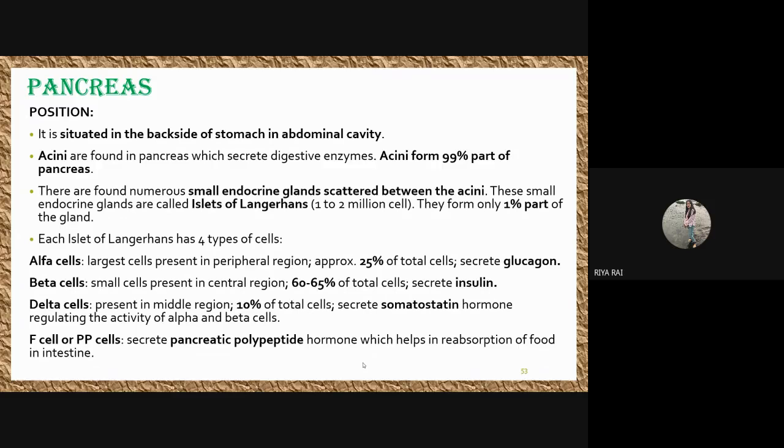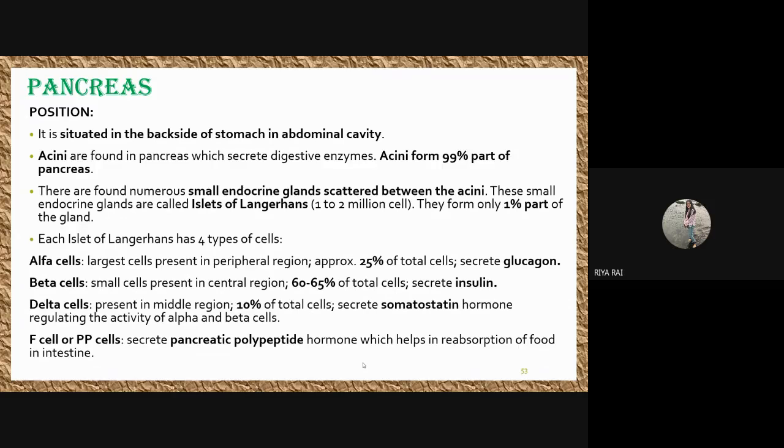That is like globules or clusters of many different cells, and there are found numerous small endocrine glands scattered between the acini. The small endocrine glands are known as islet of Langerhans. They are of 1 to 2 million cells, and that is only 1% of the pancreas gland. And islet of Langerhans are having four types of cells: alpha cells, beta cells, delta cells, and F cells or PP cells.